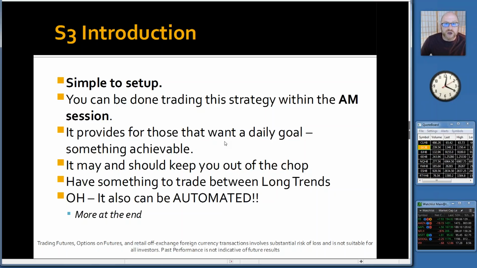And it does, for some who just want to say, hey, you know what? I just want to make a couple ticks here to start. I want to make 20 ticks. I want to make 30 ticks. I want to make 10 ticks. I just want to start, feel successful. This is a nice strategy that will start you out.